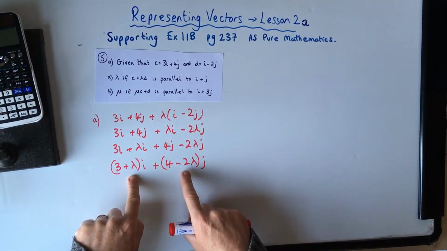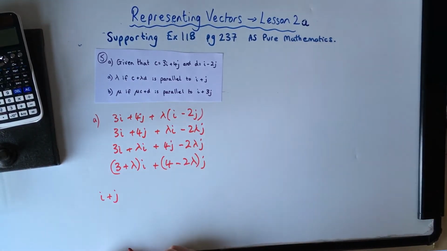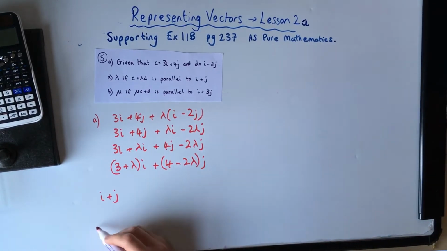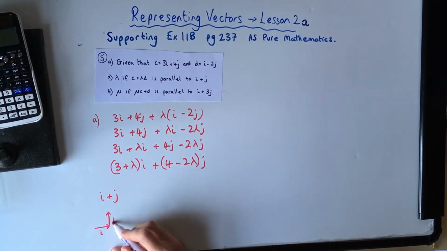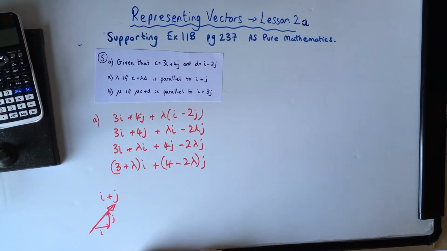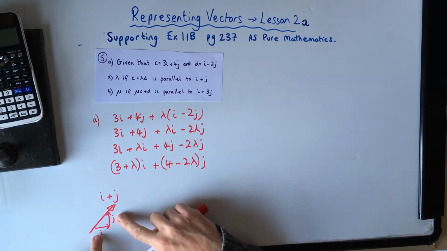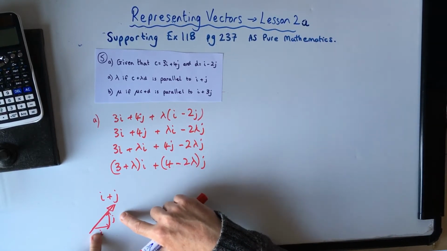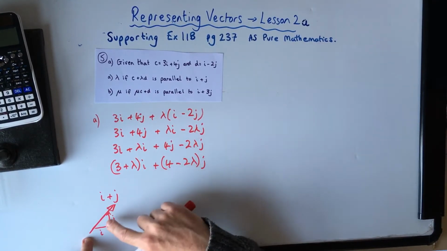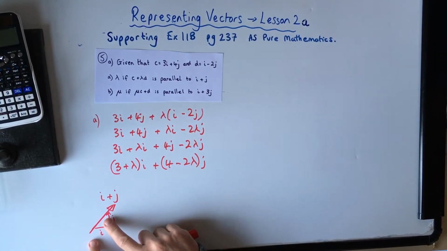Now they're saying that this is parallel to the vector i plus j. Okay, and i plus j is 1 along and 1 up. There's i and there's j. So in other words, it's going in that direction, isn't it? It's parallel to that. And that happens when the i is the same as the j. So 1i equals 1j, or 2i equals 2j. 2 along and 2 up would be parallel to that, or 3 along and 3 up. So as long as the i is equal to the j, it's going to be parallel to i plus j.